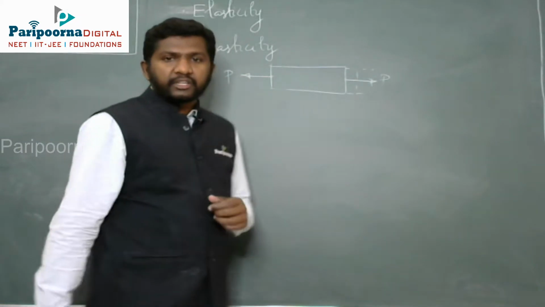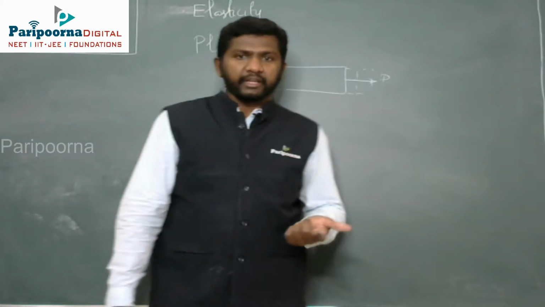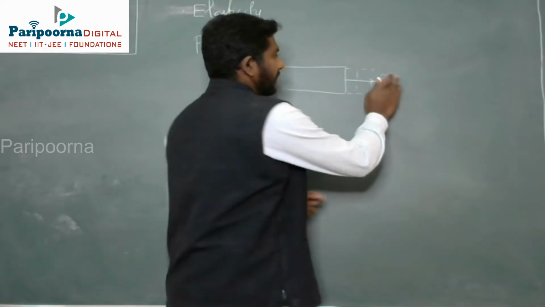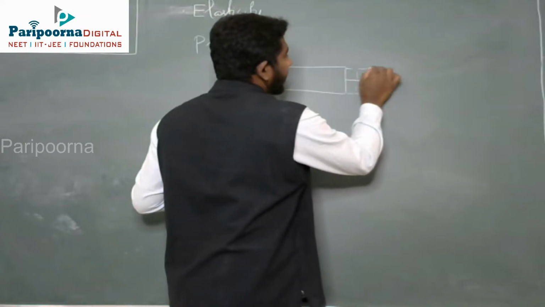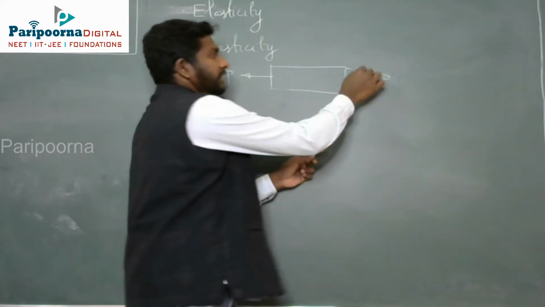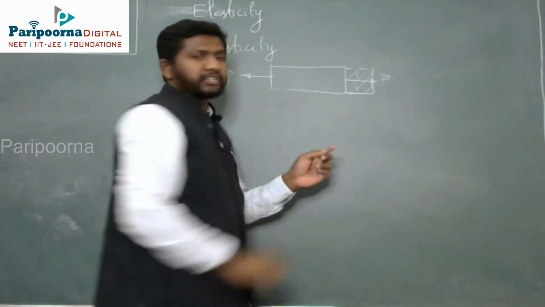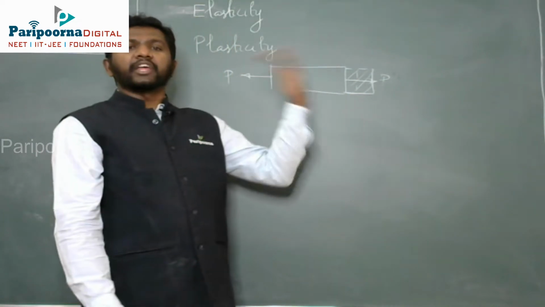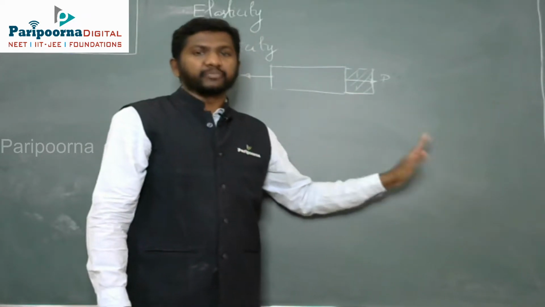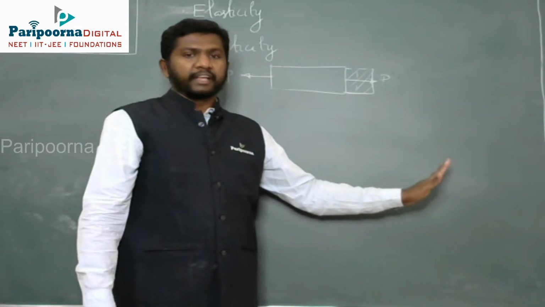Plasticity is also another material property. Let us consider this example. If the load is increased further and the material is deformed like this, now if you remove the load, the material cannot recover its original shape. The deformation will be permanent, which means plastic deformation has taken place.